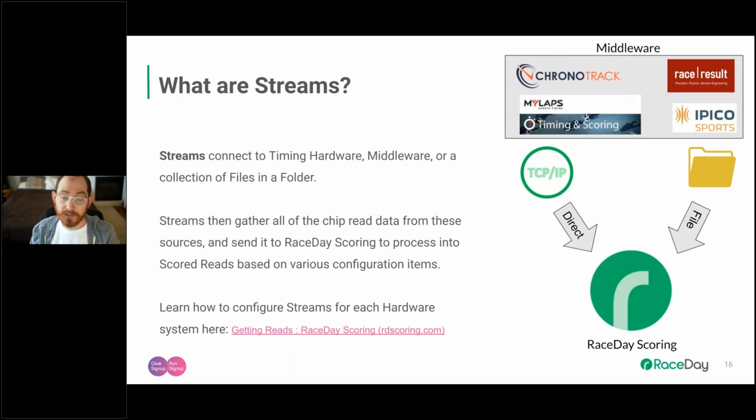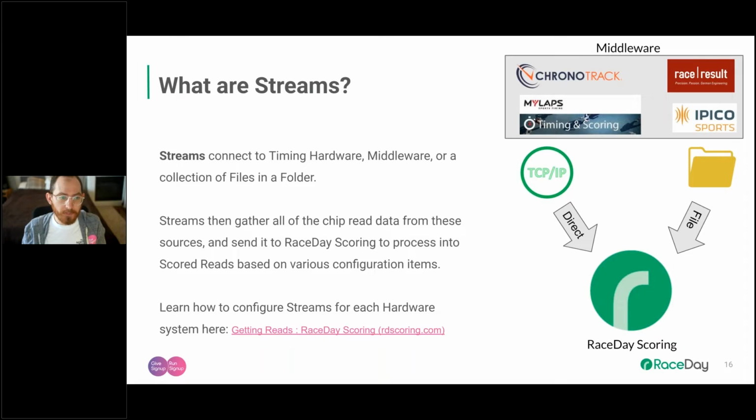So for each system, it's a bit different. So you'll want to go through our Getting Reads guides here to be able to learn more about your specific system, because each of them, like I said, is very different. RFID is a very unique way of producing chip read files, so we handle that in a very unique way. Similarly, MyLapse is different from Chronotrack and RaceDay. So if you want to learn more about your specific type of system, go ahead and check out those guides there. We do have some really great demos with actual timers showing how they manage using those systems with RaceDay scoring, and that's the best way to go ahead and get started there.